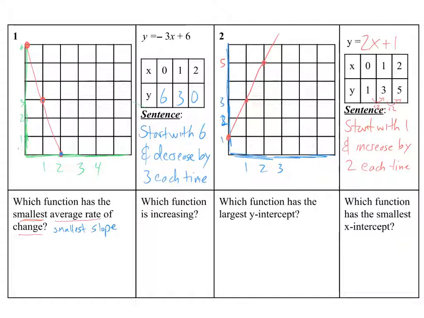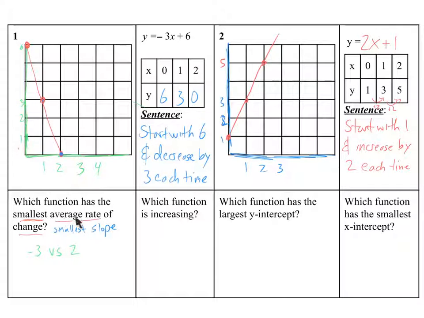Smallest slope means the least steep. So if we look at the two graphs, which one looks less steep? Well, can we look at the two slopes? What is the slope of the first graph? It's -3, versus what's the slope of the other graph? 2. Now this one can easily be messed up.